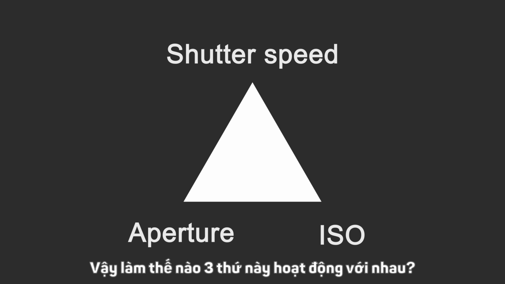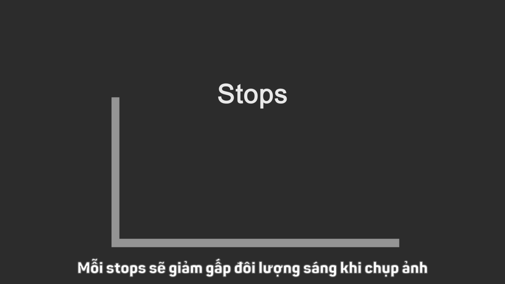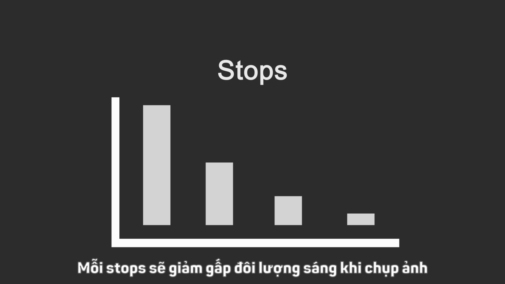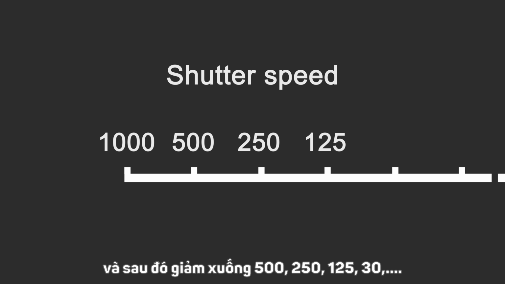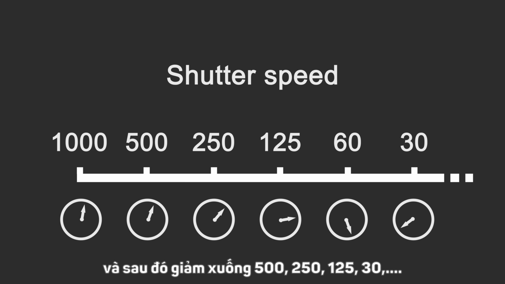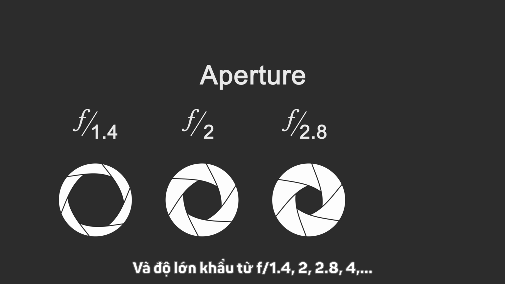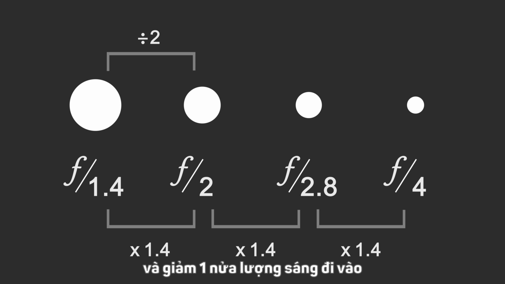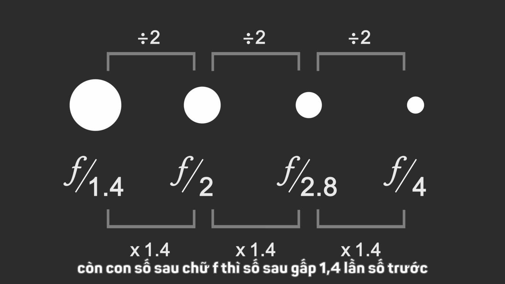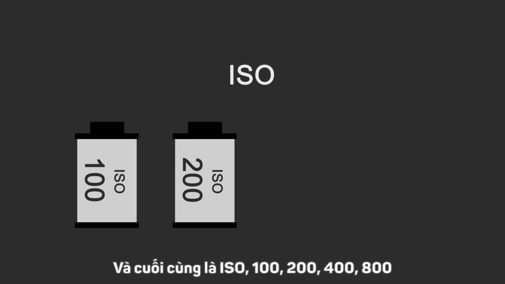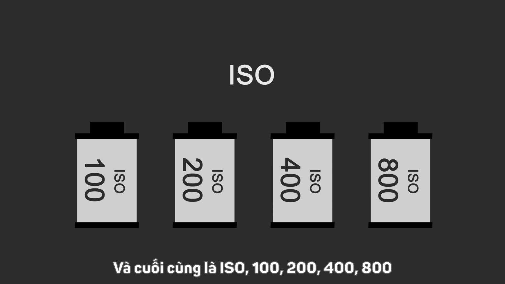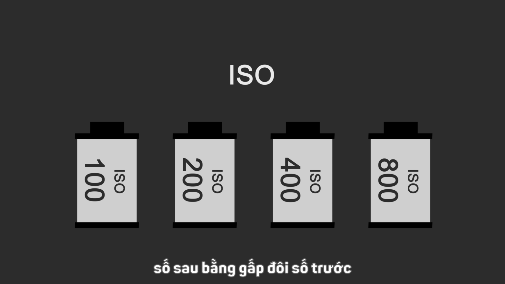So how do all of these work together? In stops. Each one changing the amount of light by a factor of 2. Remember shutter speeds? The most common ones start at 1/1000th of a second, and then 1/500, 1/250, 1/125, 1/60, 1/30. And what about aperture? 1.4, 2, 2.8, 4, decreasing the amount of light by a factor of 2, with the F number rising by the square root of 2. And lastly, ISO: 100, 200, 400, 800, sensitivity to light, and of course a factor of 2.